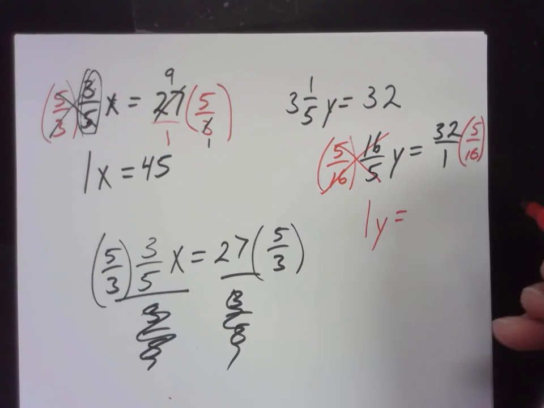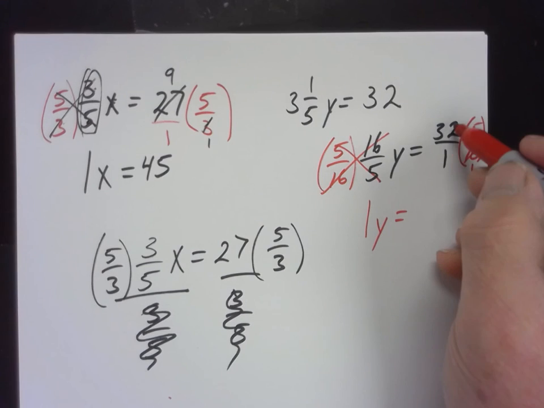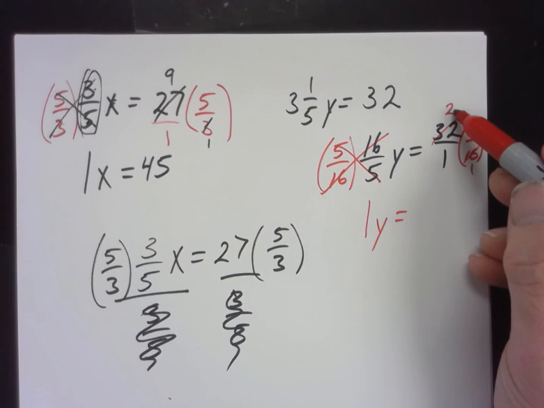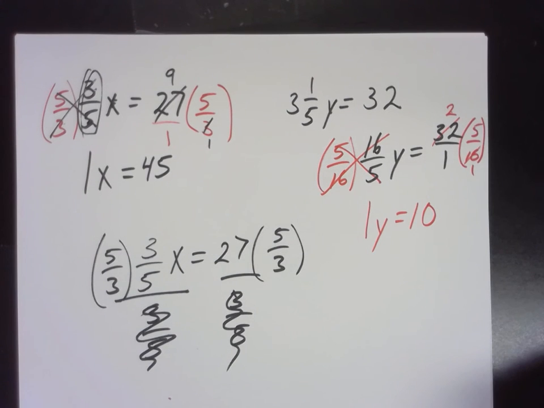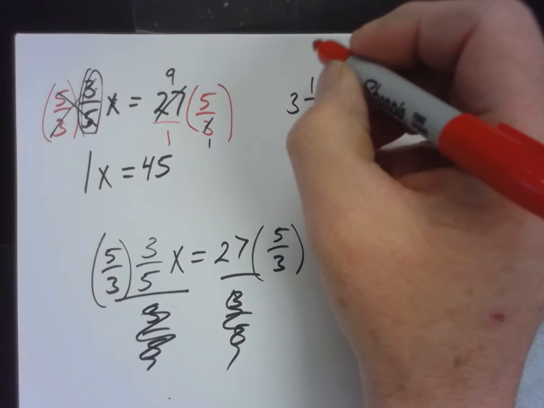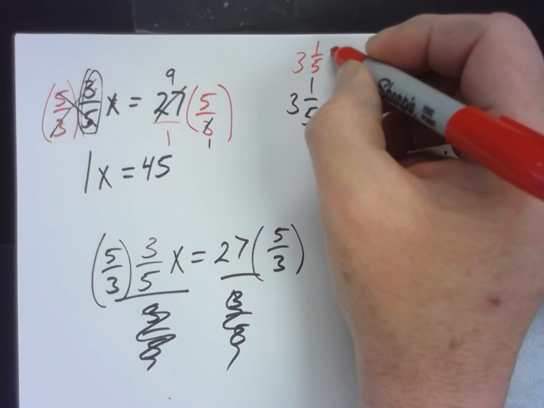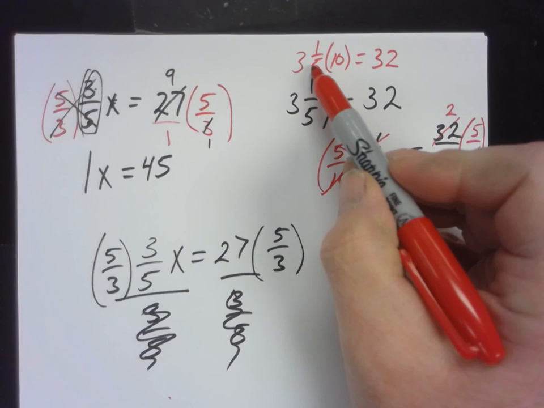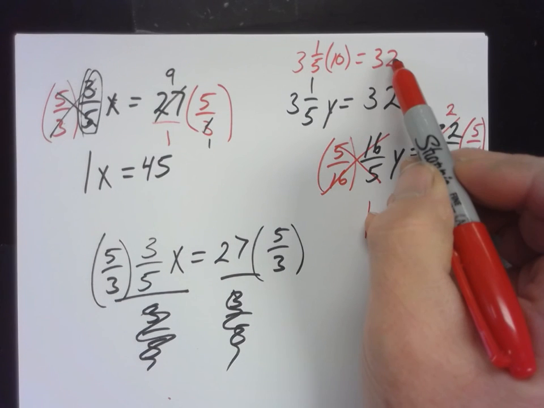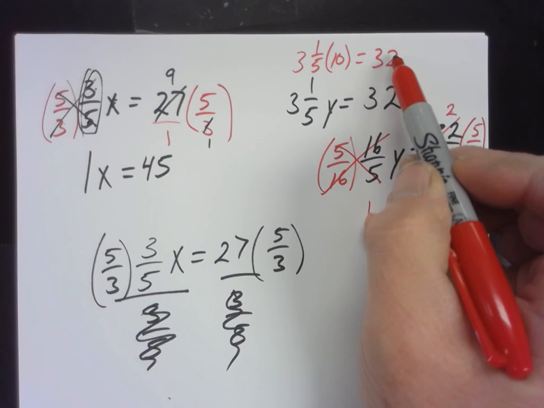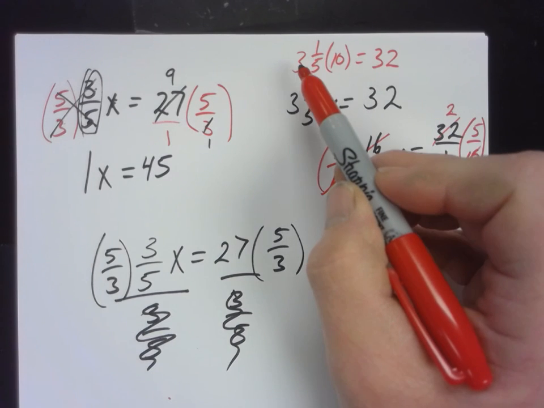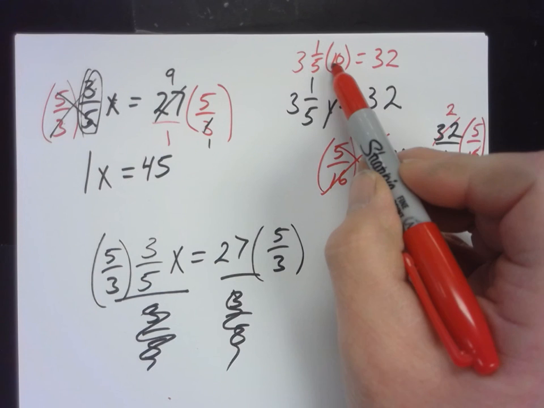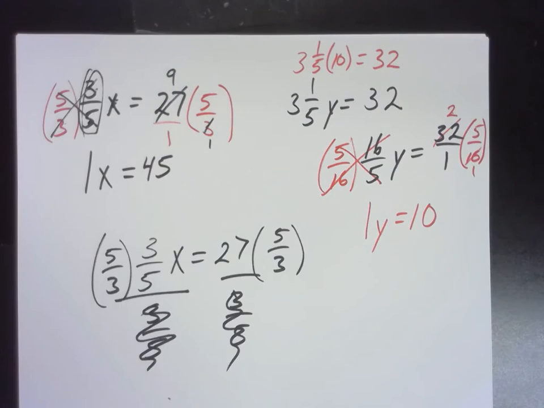They always reduce nicely. 16 goes into itself once and into 32 twice. So 2 times 5, that's 10, isn't it? So let's see if that makes some sense. 3 1/5 times 10 is 32. A little more than 3 times 10 is 32. What do you think? Is that reasonable? That's a reasonable result, isn't it? Okay? There you go. Now on C, I would just want you to watch me.